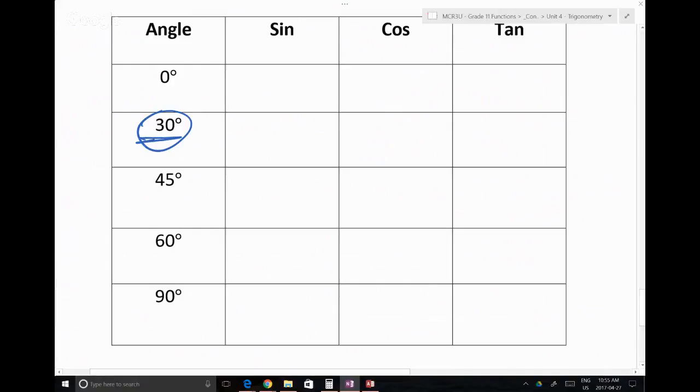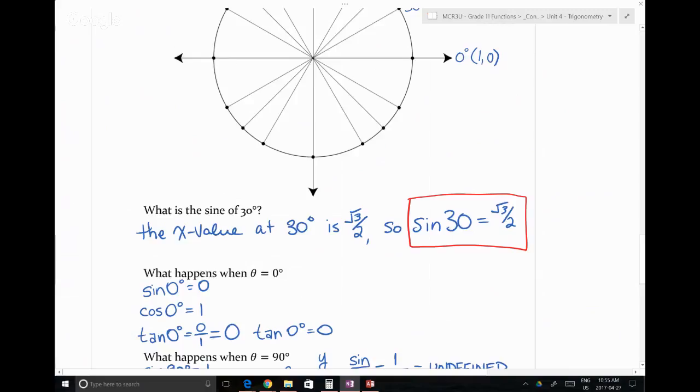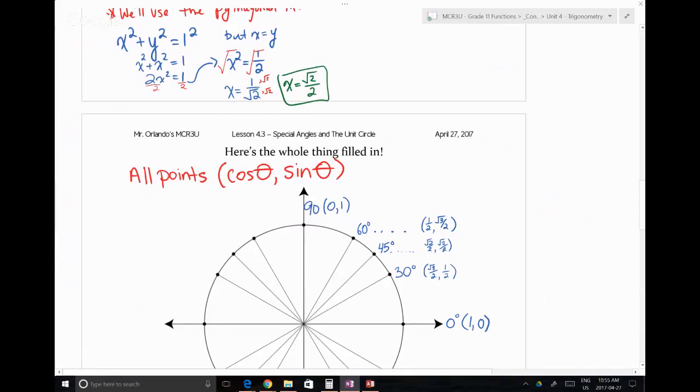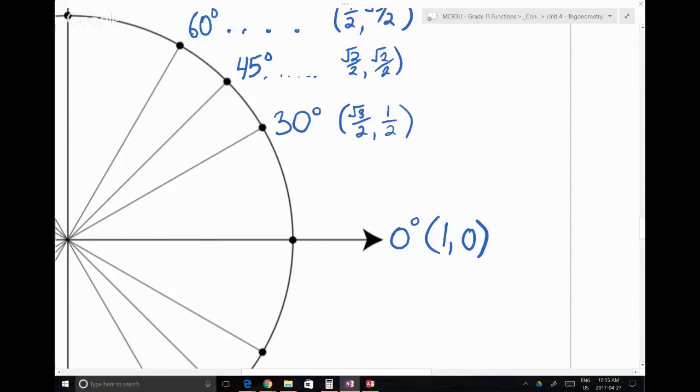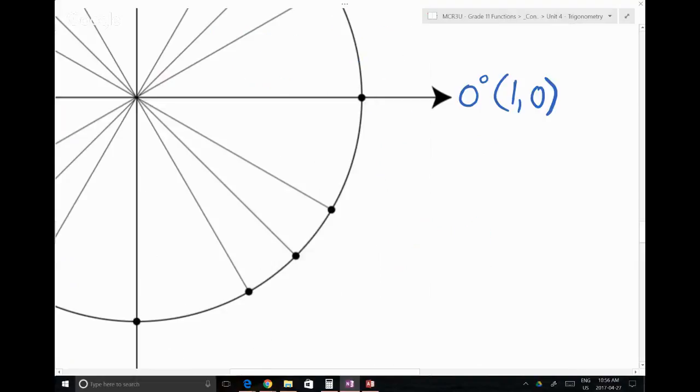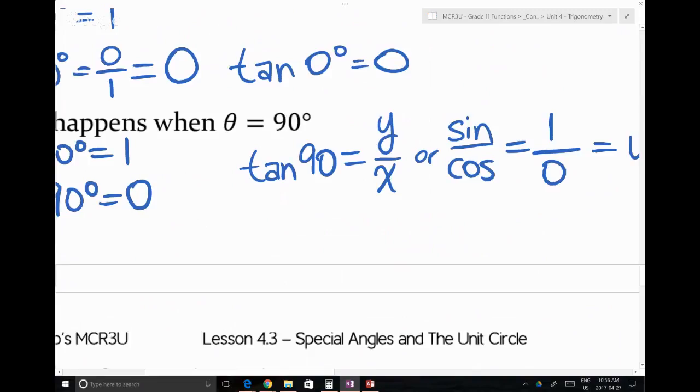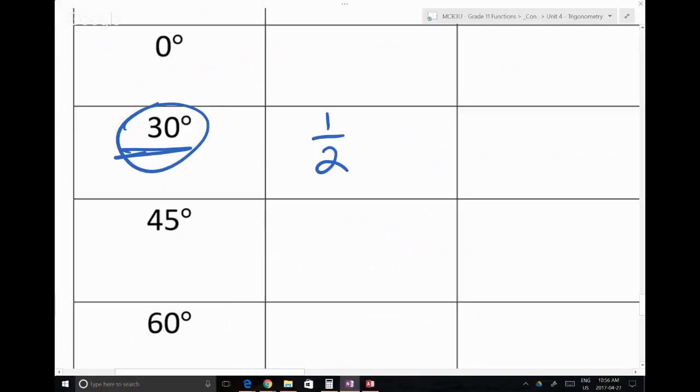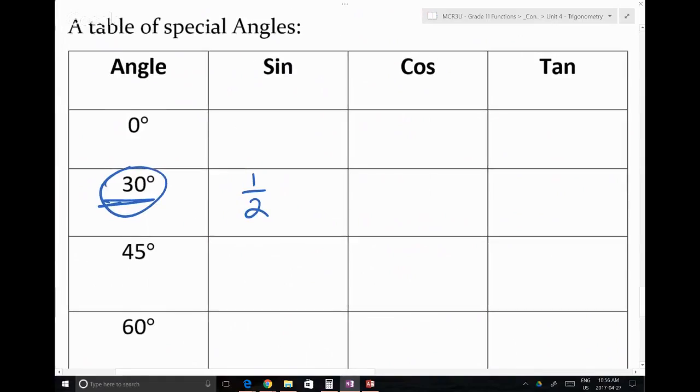If we look at 30 degrees, and we go back to our unit circle, 30 degrees has a y value of 1/2 and an x value of √3/2. Remember, we said it's this y value that is equal to the sine, and this x value that's equal to cos. Right? Because this is the opposite, that's the adjacent. So, for 30 degrees, the sine is 1/2, and the cosine is √3/2.